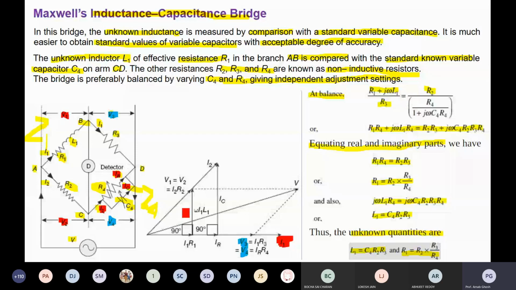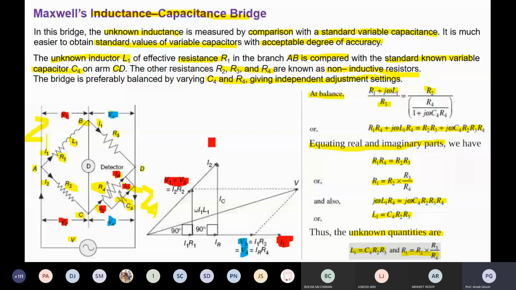But how do you get that V1 value? So first, what is your V1? V1 equals I into R1 plus j omega L1. Okay, so what is your actual value? V1 equals I1 R1 plus I1 j omega L1.